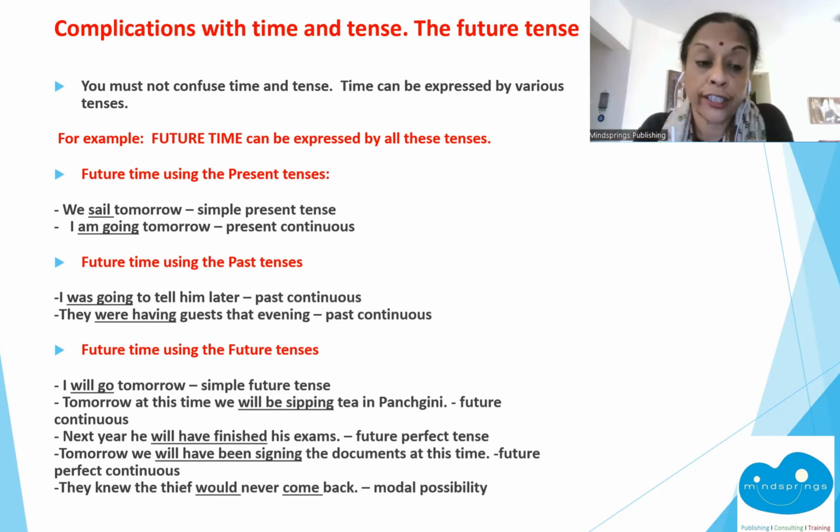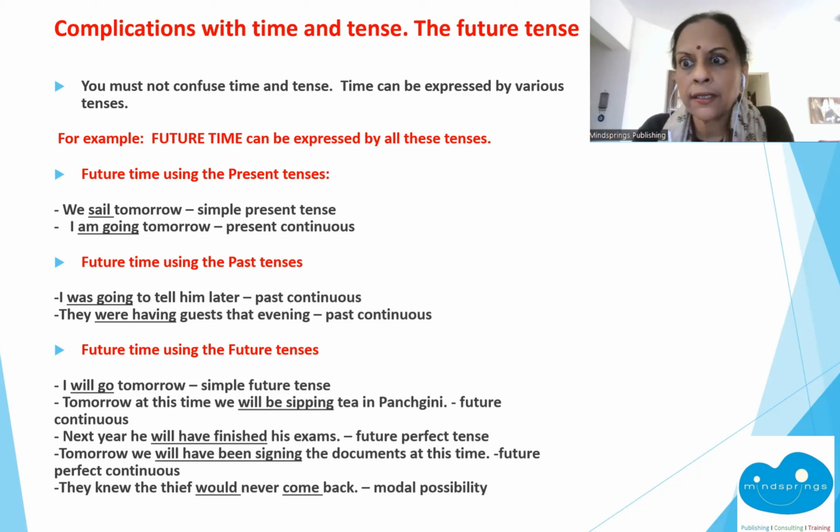Future time in future tense, which is common, which is normal, isn't it? So if you say, I will go tomorrow, simple future tense. Tomorrow, this time, we will be sipping, future continuous tense. Also, I can talk about the future: next year, we will have finished the exams, future perfect tense. Tomorrow, we will be signing. We will have been signing, future perfect continuous tense.